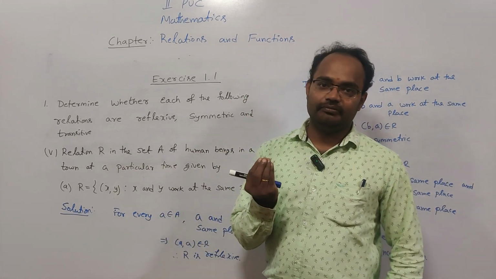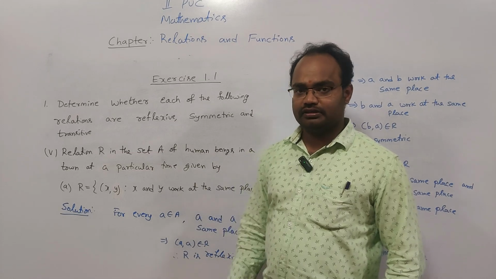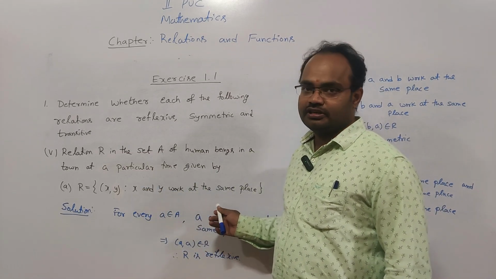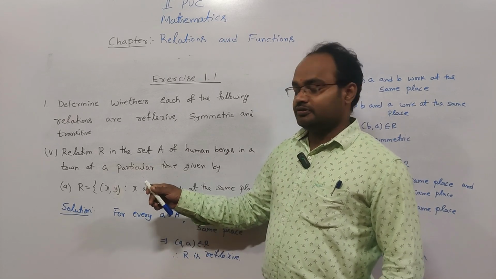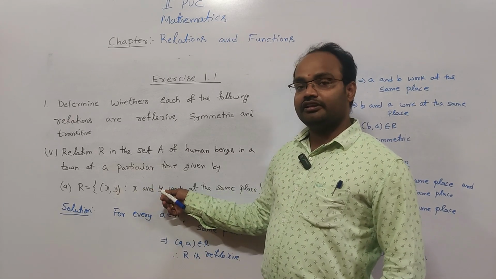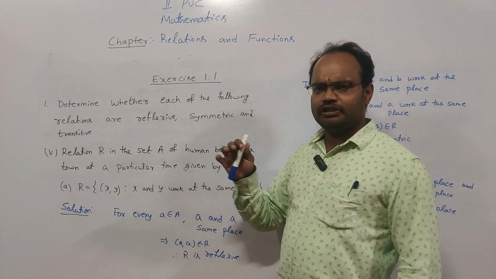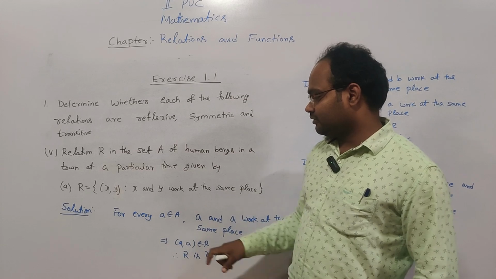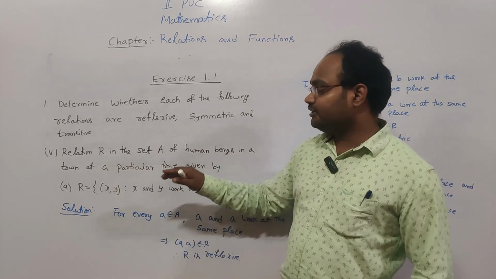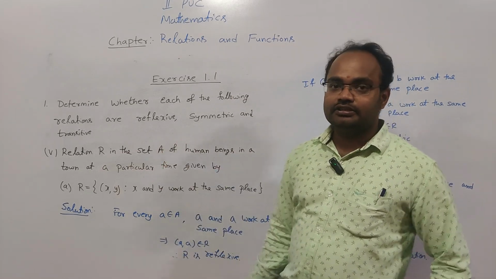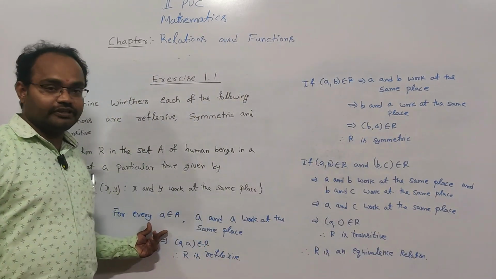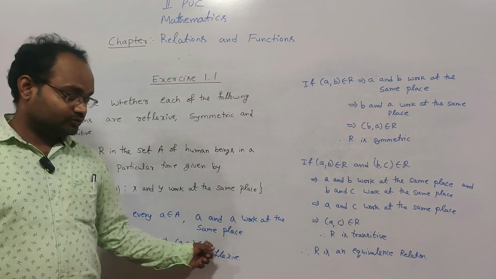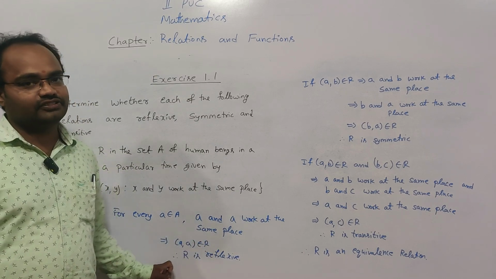For every element a belongs to A, we should have (a, a) belongs to R. That means a and a must work at the same place. Quite obvious. A person and that same person must work at the same place. So it is obvious. Therefore this is true for every element of the given set A. So for every a belongs to A, we have a and a work at the same place. So (a, a) belongs to R, and R is reflexive.